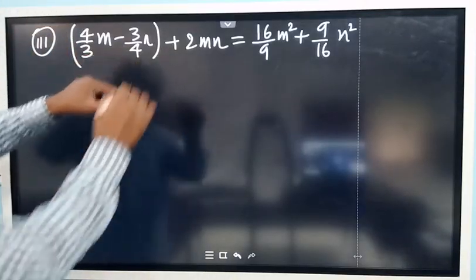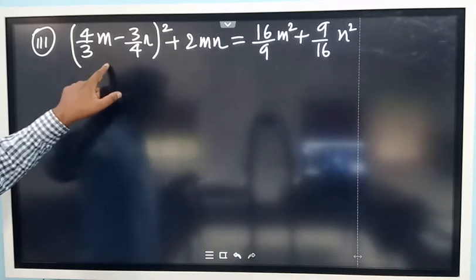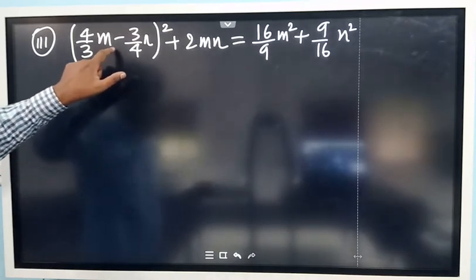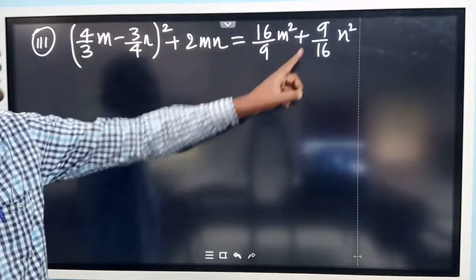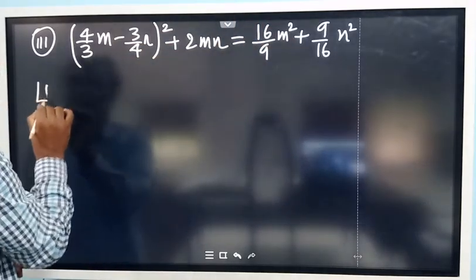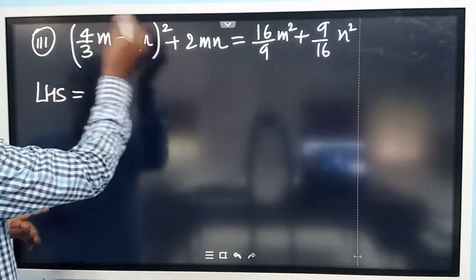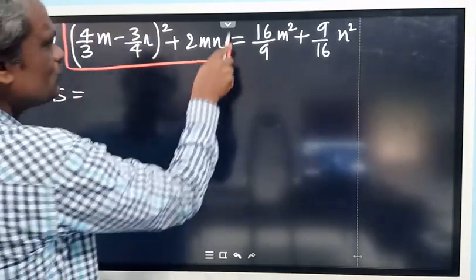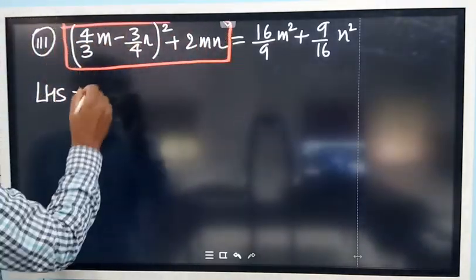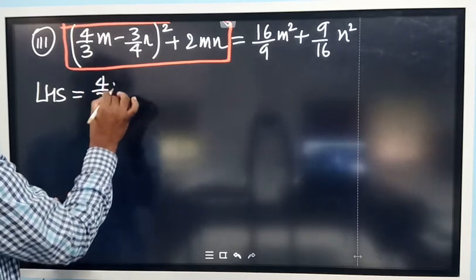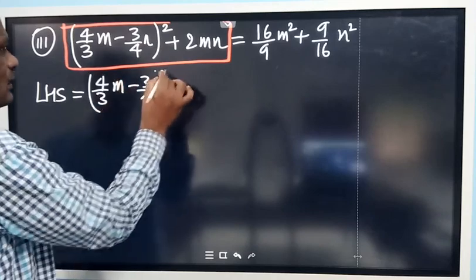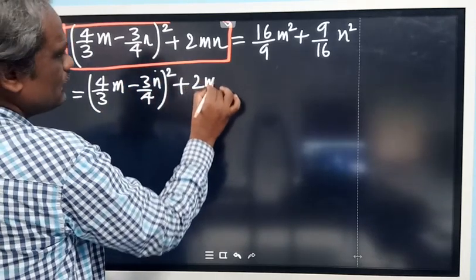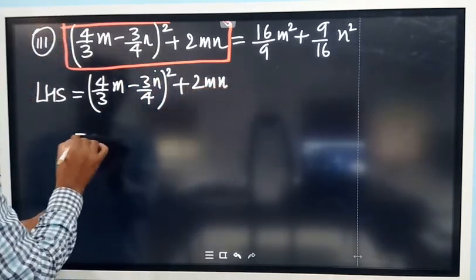So this is, okay, 4 by 3m minus 3 by 4n whole square plus 2mn. We have to show that this is equal to this one. So let us take the LHS. Left hand side of this question is this much only. This is LHS. This portion is LHS. You write down this once again. 4 by 3m minus 3 by 4n the whole square plus 2mn. So this is the LHS. So that is equal to.